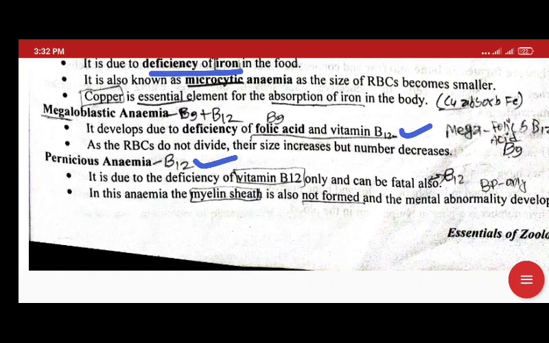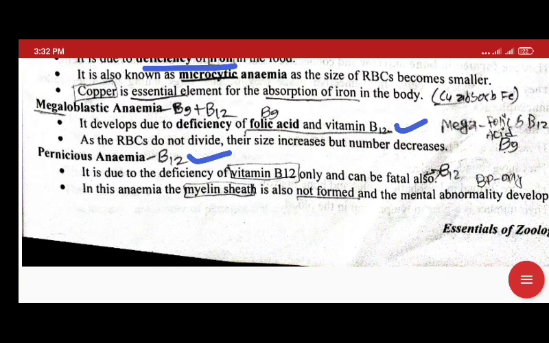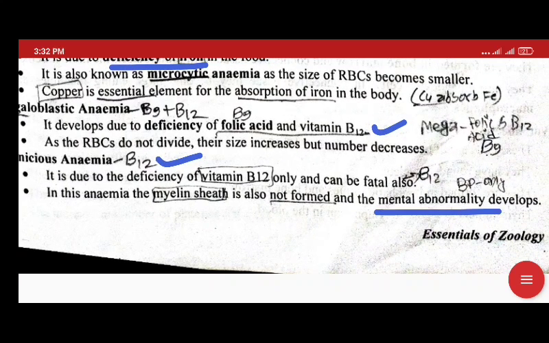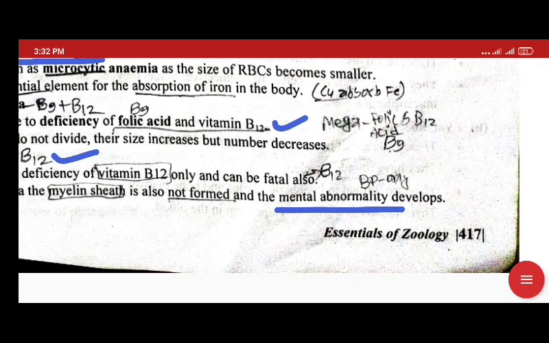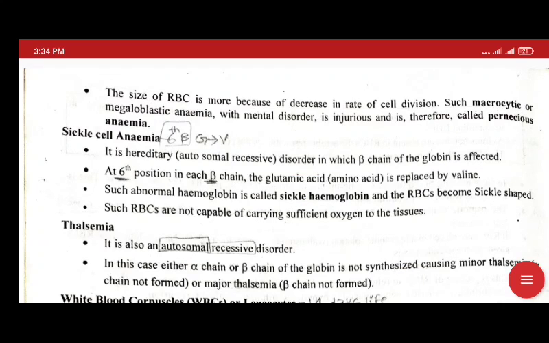And now we have pernicious anemia. This is the difficult one. Here there is vitamin B12 deficiency, and it is very fatal. It means in this anemia we have mental abnormality. So this is it. Here also we have deficiency of RBC hemoglobin.